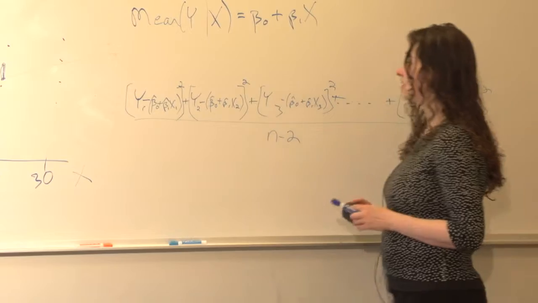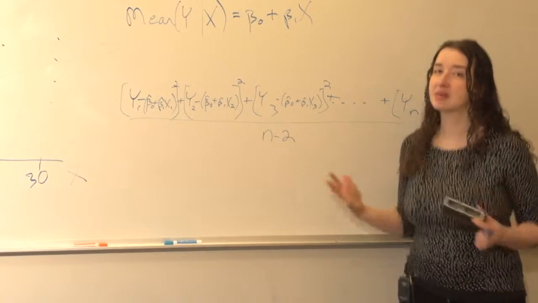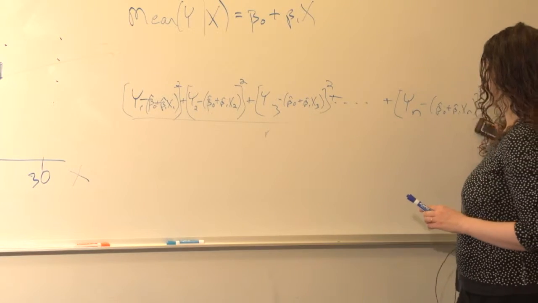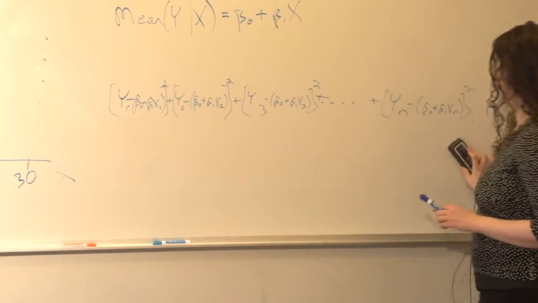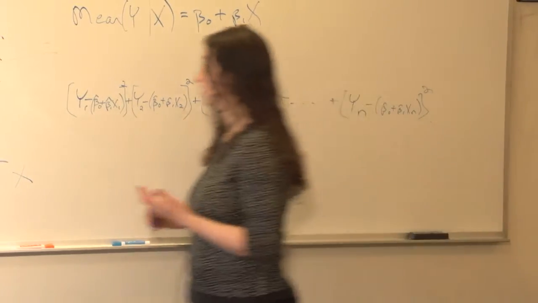Well, first notice that minimizing the sum of the squared residuals divided by n minus 2 is the same as minimizing the sum of the squared residuals, right? I don't need this right here. So that's fine. So how am I going to do this? First, let's just talk about this intuitively.